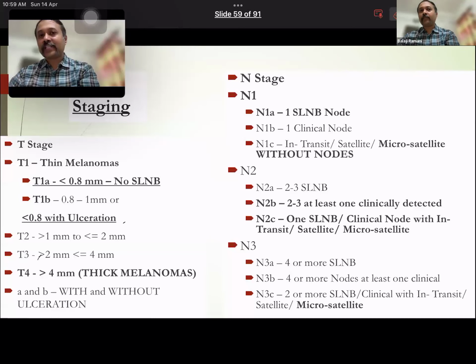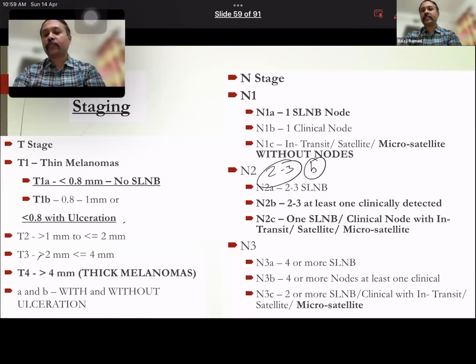And again, the same numbers, one clinical node alone is N1B. One clinical node plus 1 or 2 SLNBs is going to be, total number is going to be 2 to 3 only here. The total number has to be 2 to 3 only here for B staging. Okay, so for B staging, the total number remains 1 here. Here the total number is 1 for the B staging. So there is only one clinical node.